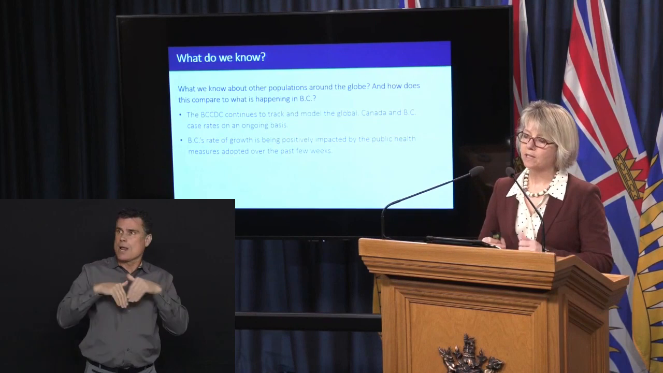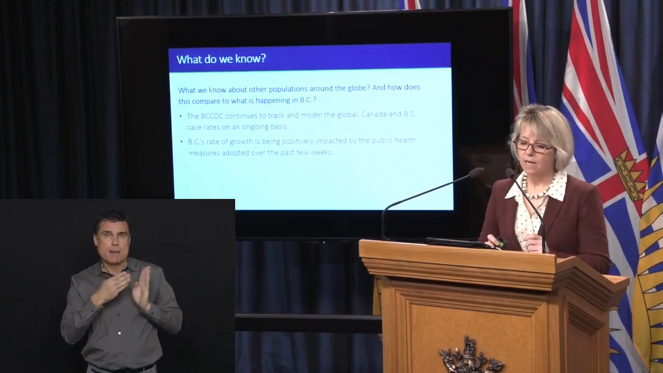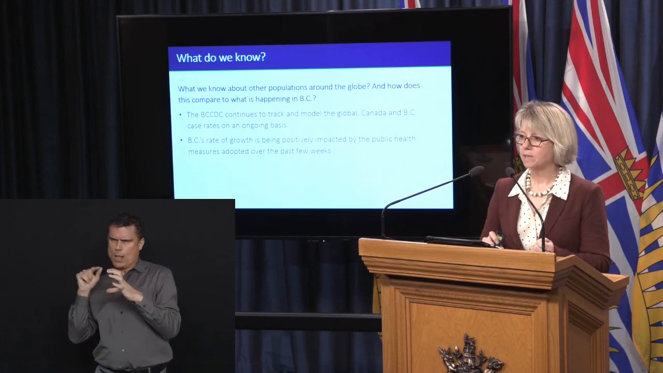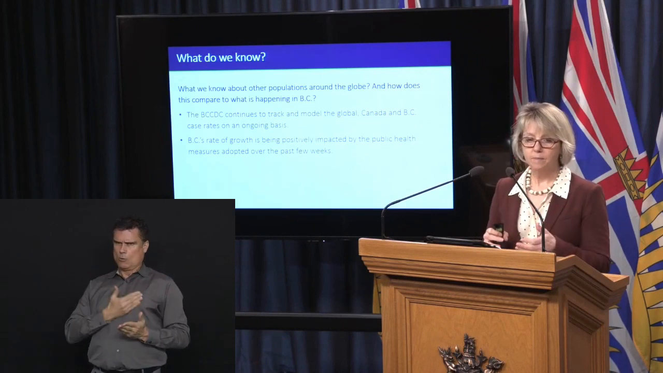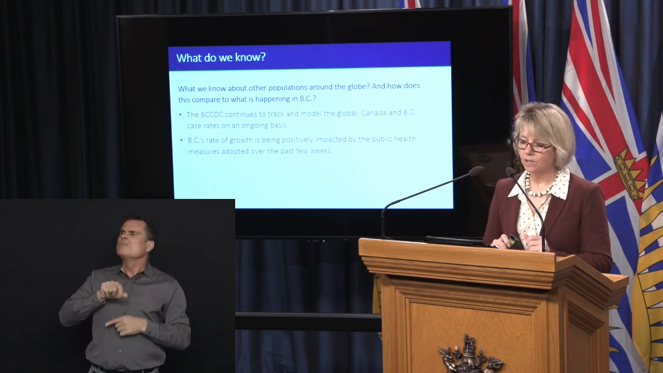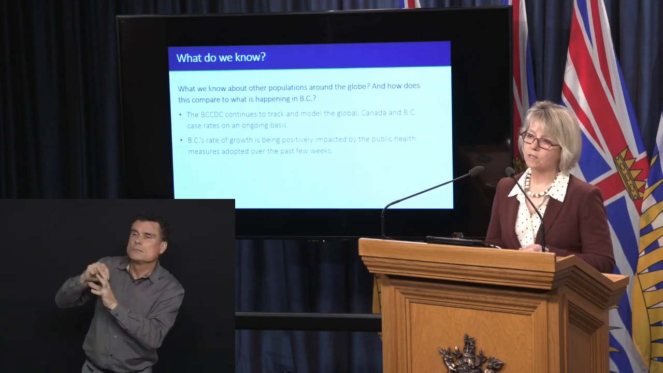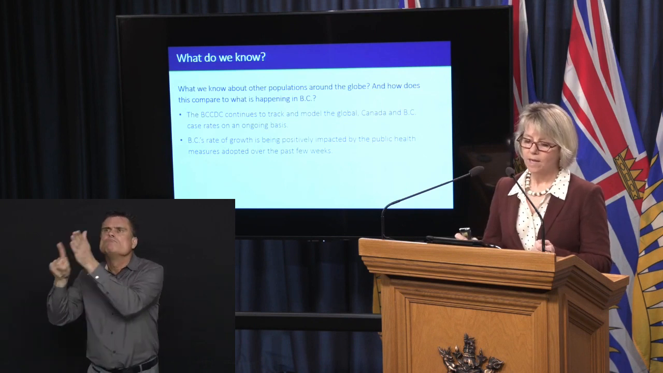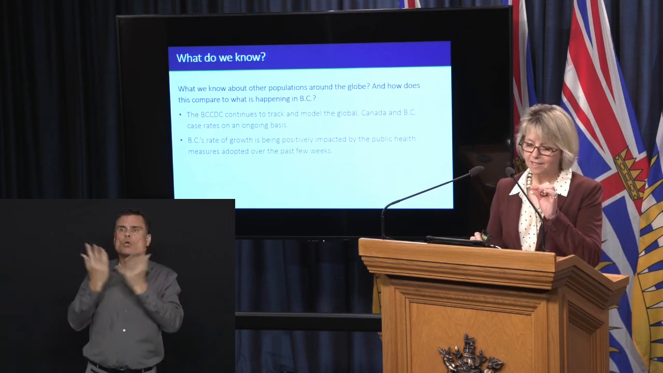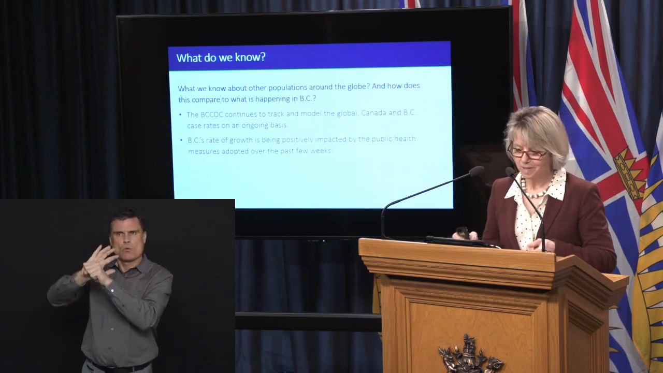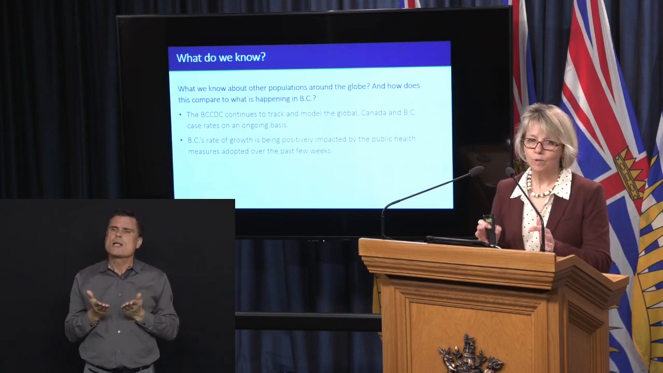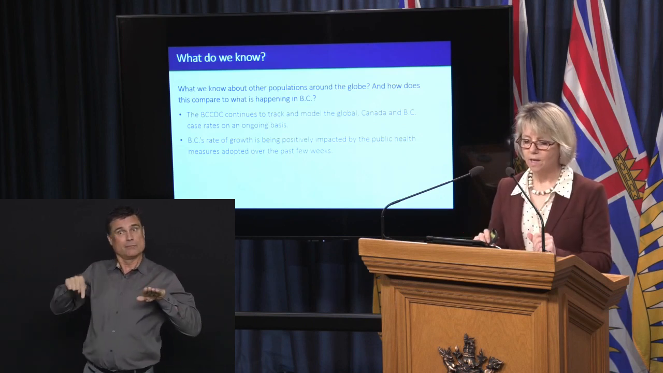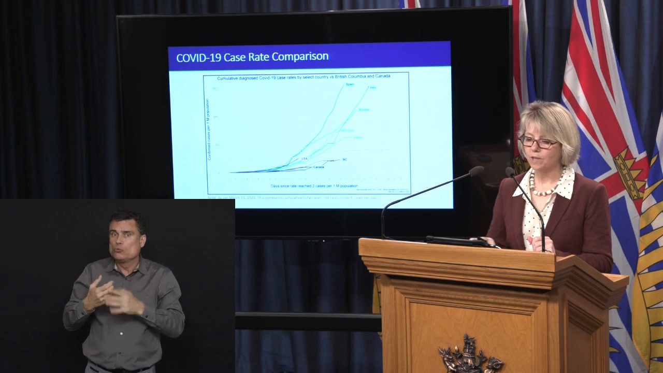So the first type of modeling that I'm going to talk about is around how do we know where we are compared to what other populations have happened around the globe. And the BC CDC has done most of this work, and it is modeled around what's happening in Canada, what's happening around the globe. And I will say that there's a slight chance of optimism, perhaps, that our rate of growth is being impacted by the measures that we've put in the last couple of weeks. But I'll walk you through that.